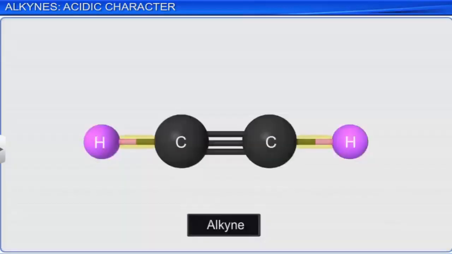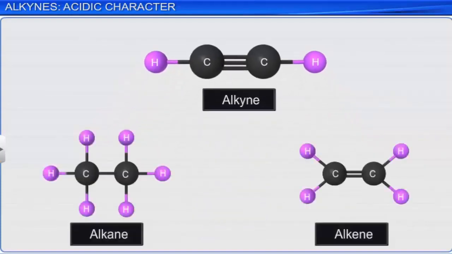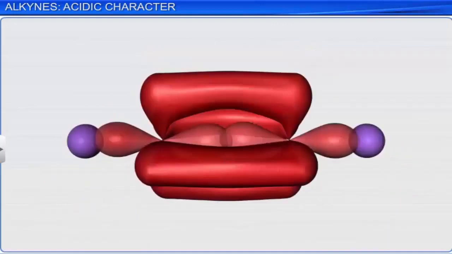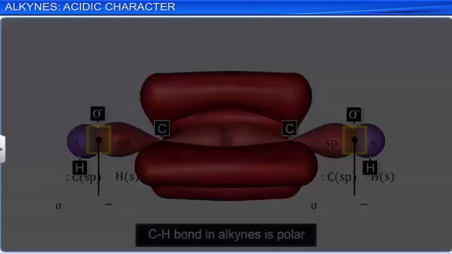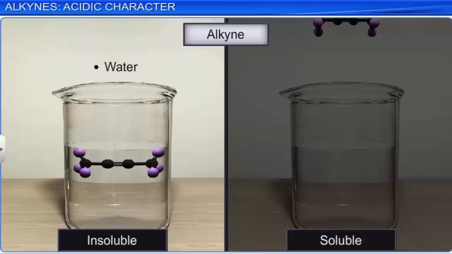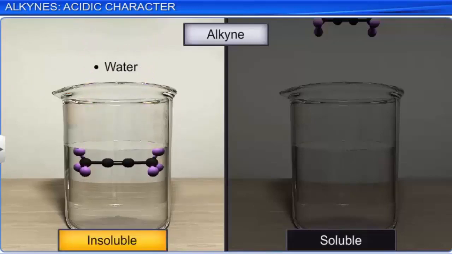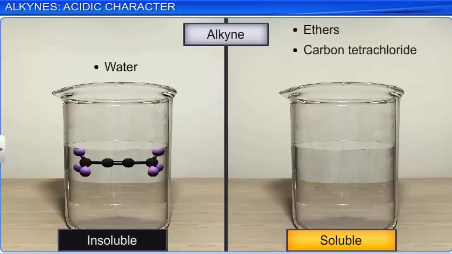The C-H bond attached to the carbon atom with the triple bond in alkynes. Alkynes exhibit some polarity, unlike alkanes and alkenes, which are non-polar. This is because the C-H bond in alkynes is slightly polar due to the sp hybridization of carbon. As alkynes are non-polar and water is polar, alkynes are water insoluble. However, they dissolve in non-polar organic solvents like ethers, carbon tetrachloride, and benzene.